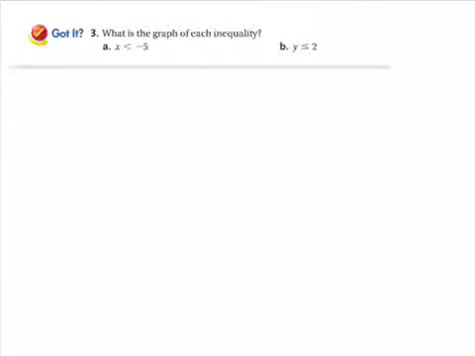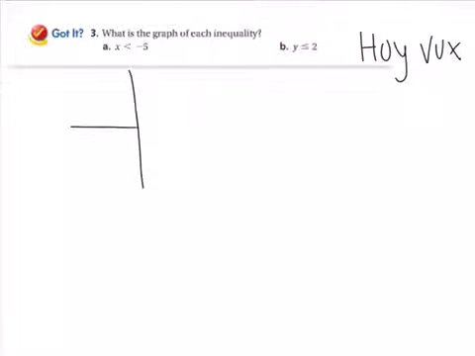All right, last one for you guys to take a peek at. Same stuff. HOI is coming into play here. So remember, that's how I know if it's horizontal or vertical. For this first one, x is less than -5. That means on my x-axis, I want to go to -5. I will go ahead and put a point.